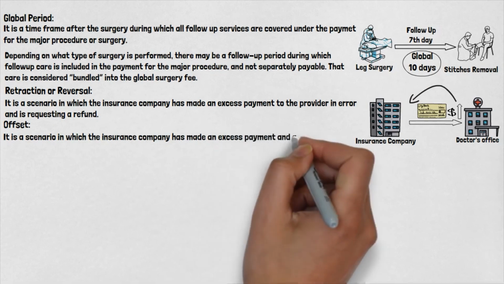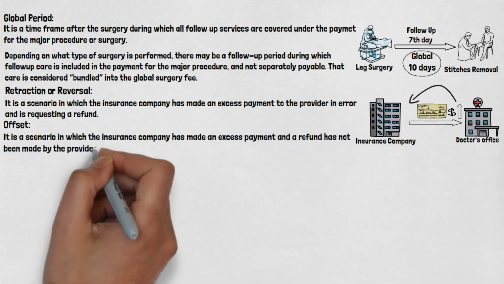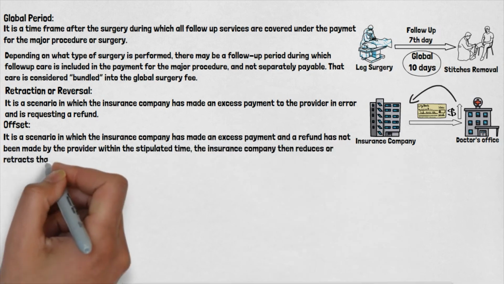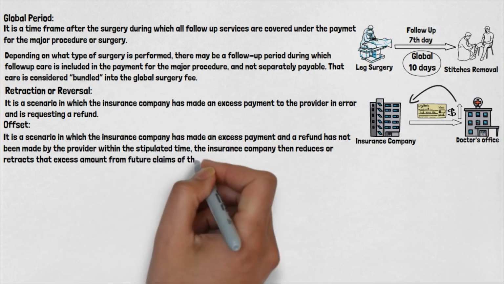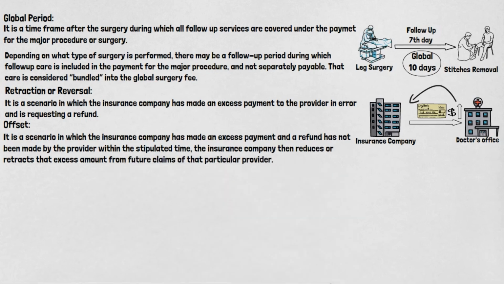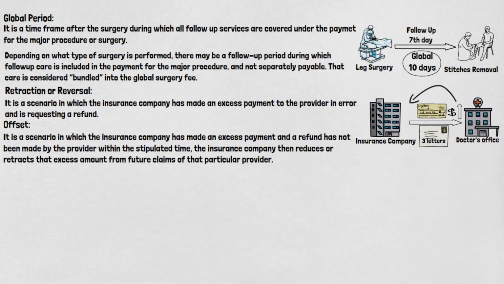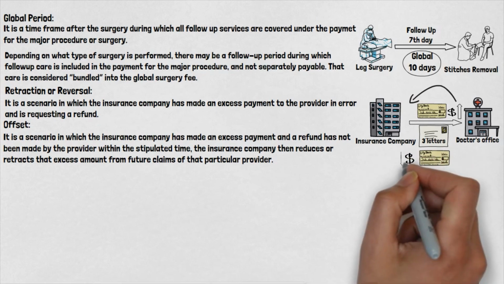The next one is offset. It is a scenario in which the insurance company has made an excess payment and a refund has not been made by the provider within the stipulated time. The insurance company then reduces or retracts that excess amount from future claims of the particular provider. Now, the insurance company is going to send 3 letters to the provider requesting the refund. And if the provider does not respond to those requests, then the insurance company is going to adjust that amount towards the payment for another patient's claim.